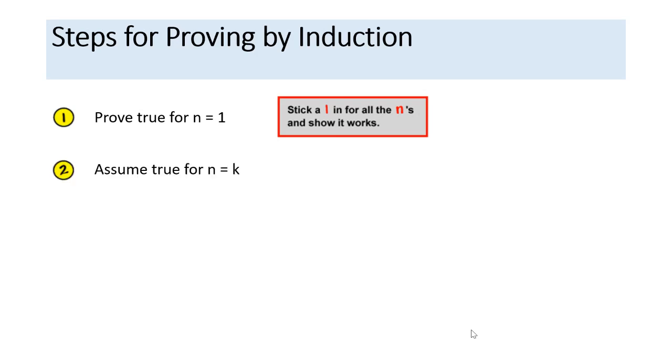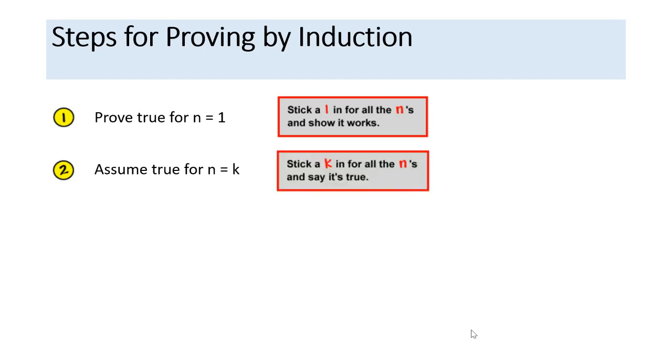Our next step, we assume true for n equals k, so that it's not just true for the variable n, but it's also true for the variable k. So in other words, it is true for a fixed number of terms. And that's what we assume true. So what do we do? We stick a k in for all the n's and we say it's true. Okay, nice and easy so far.